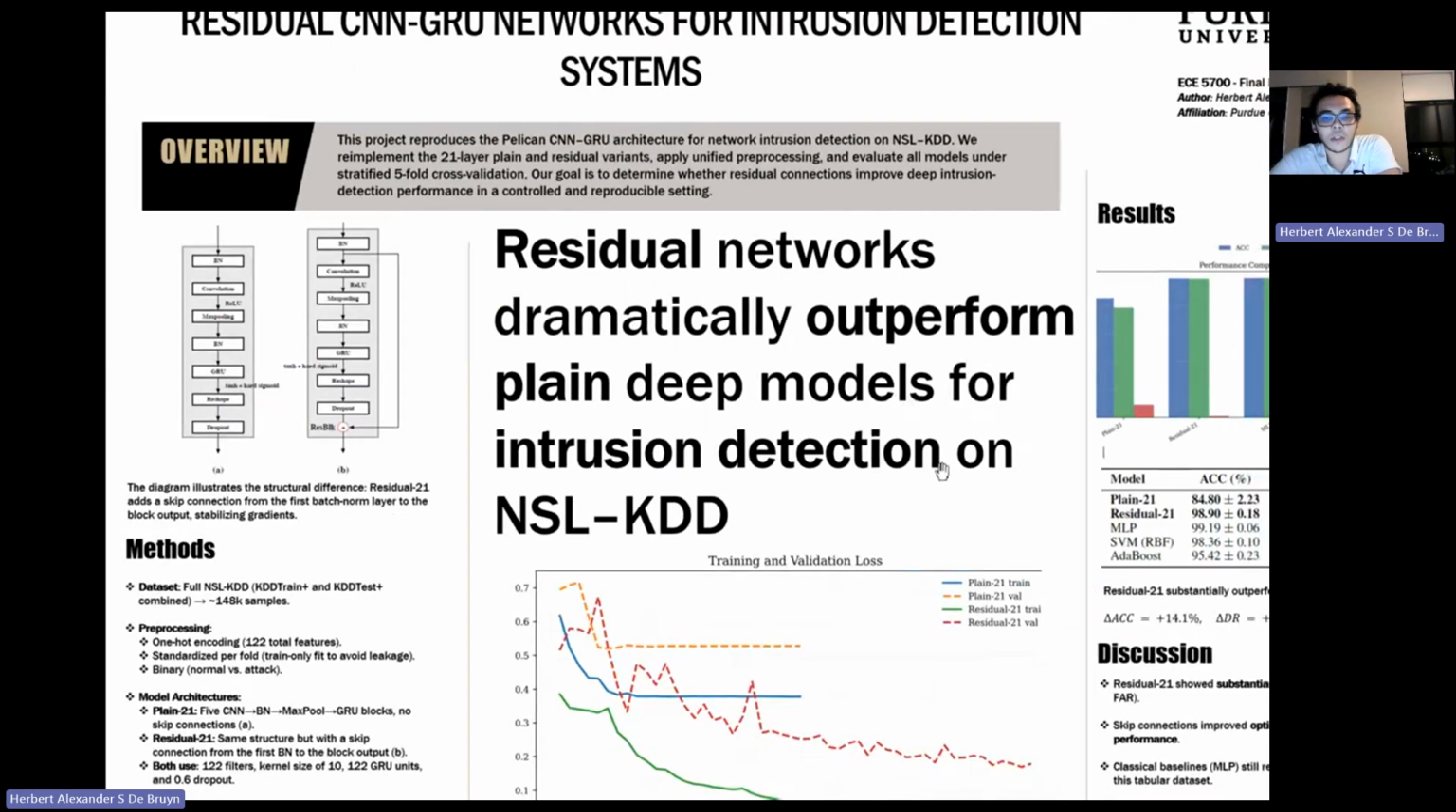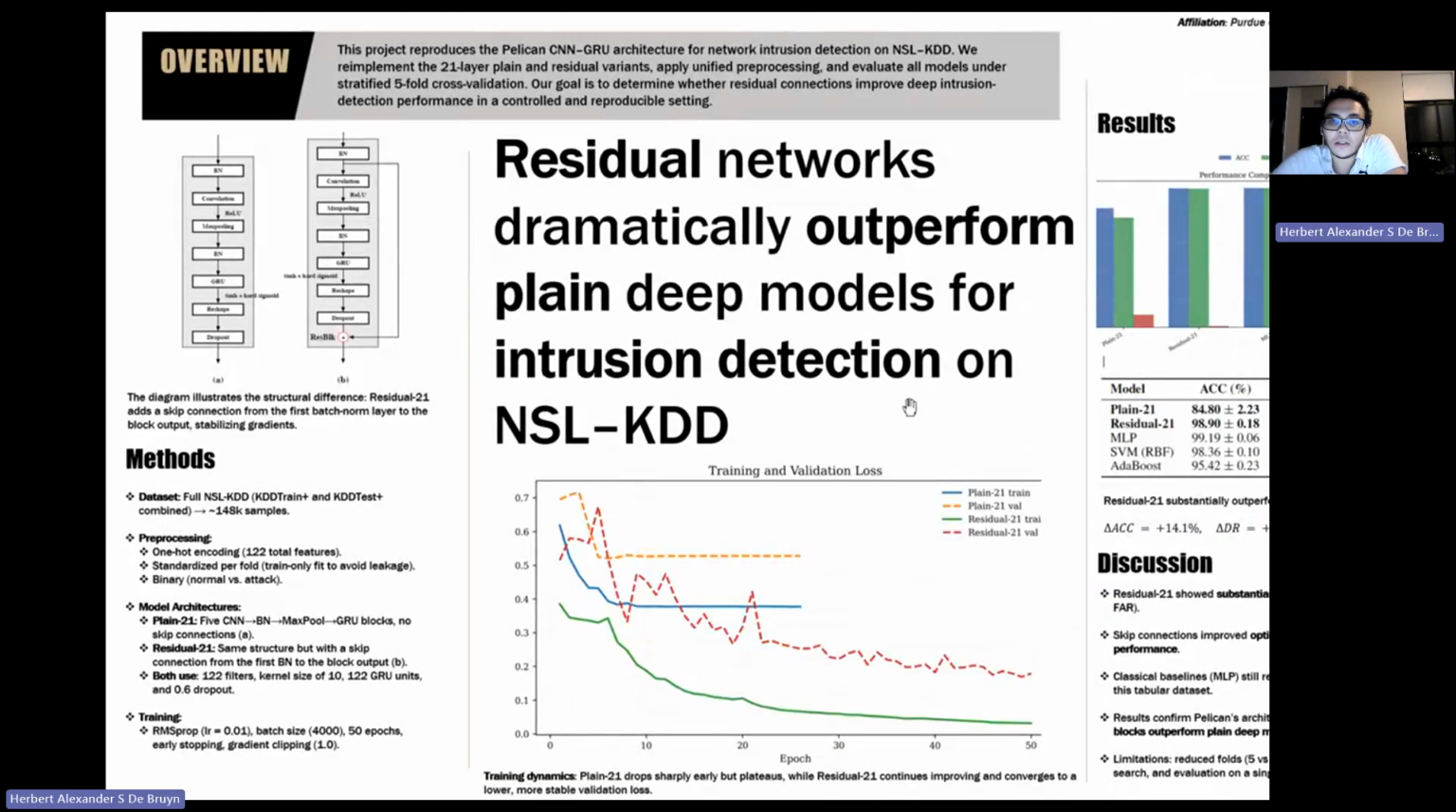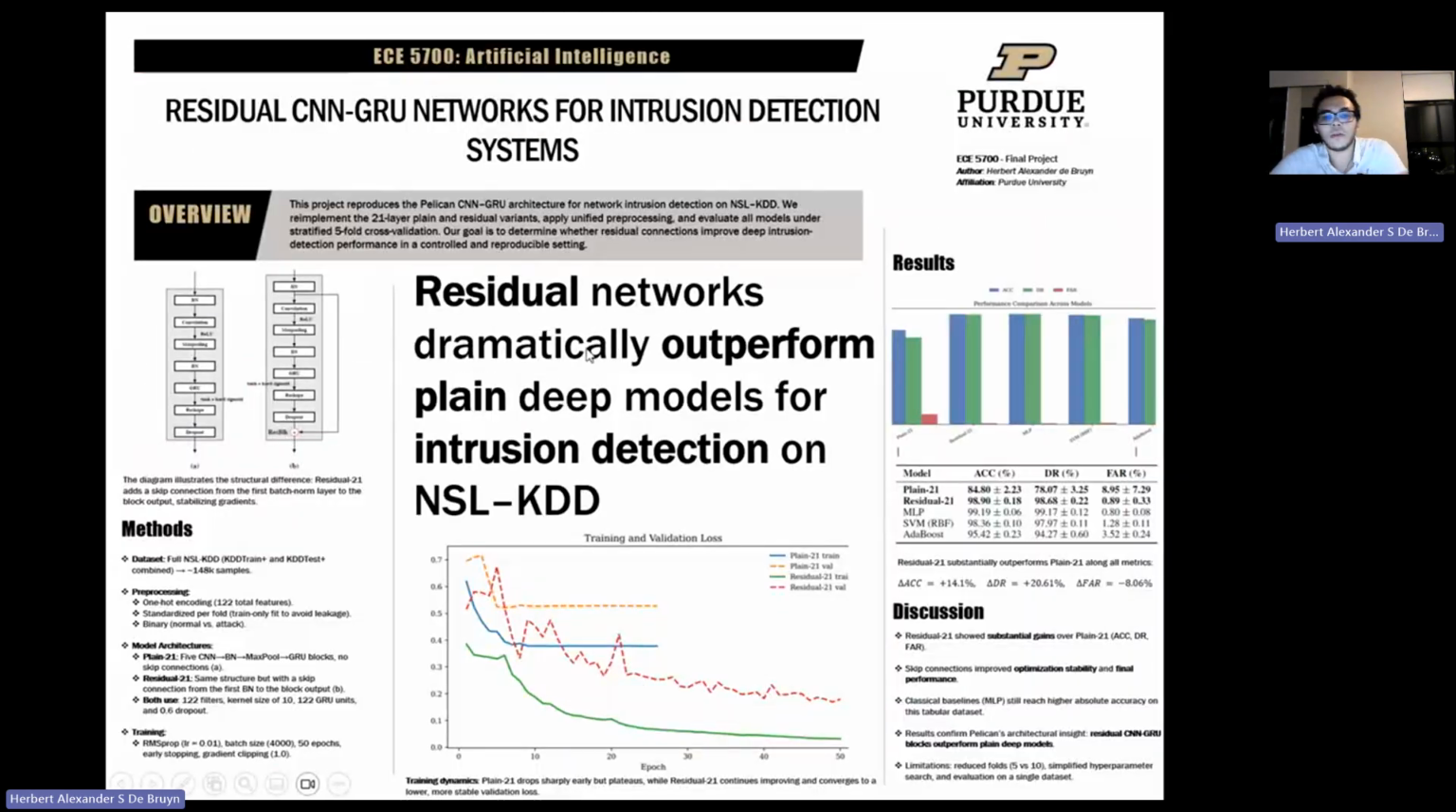After training the model, I'm able to conclude that the residual network does outperform plain deep models for intrusion detection on NSL-KDD. As you can see here, the green residual training curve starts lower and stabilizes at a lower loss. This does not happen for the Pelican training in blue here, and the same trend happens for both residual validation and plain validation.